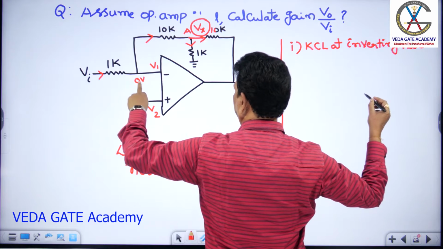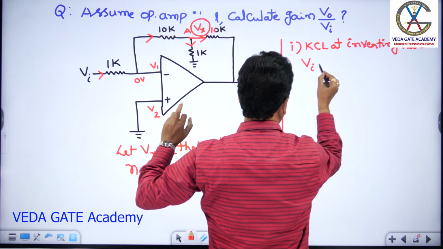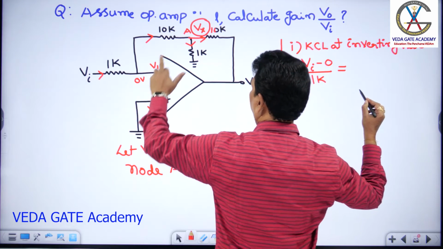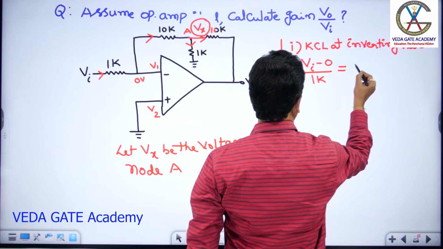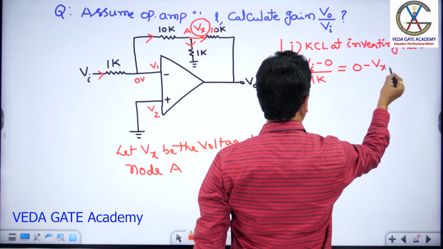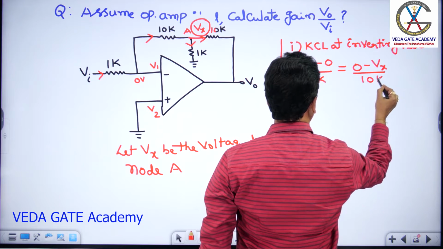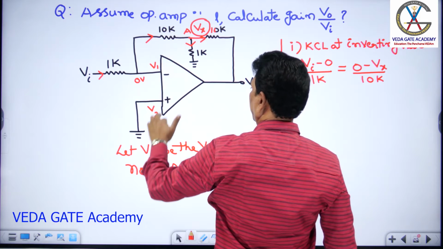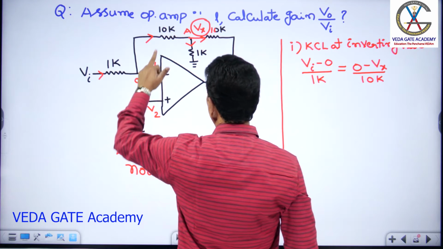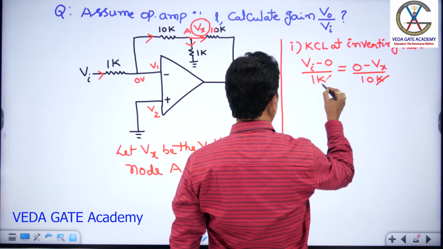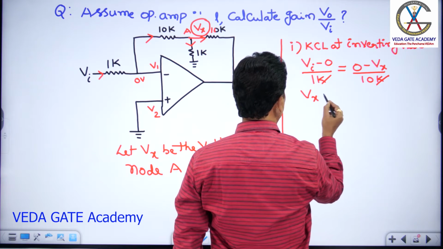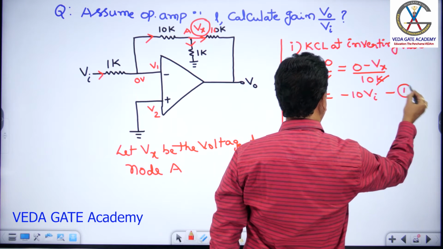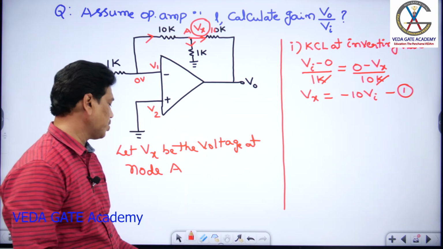So here (Vi minus 0) by 1k, that is the incoming current, equals 0 minus Vx by 10k. So (Vi minus 0) by 1k equals (0 minus Vx) by 10k. Using virtual ground, this value is 0 already. Then the k cancels out, and Vx equals minus 10 Vi. That I can call equation 1.